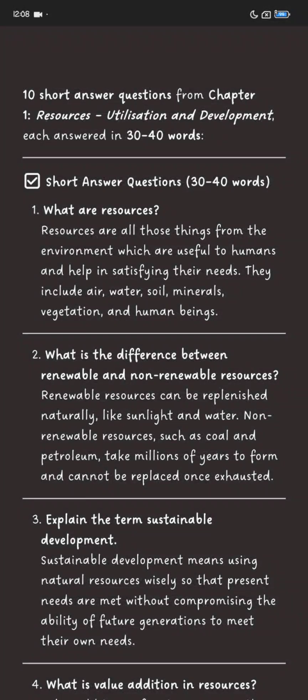Resources, utilization and development. Short questions and answers in 30 to 40 words.